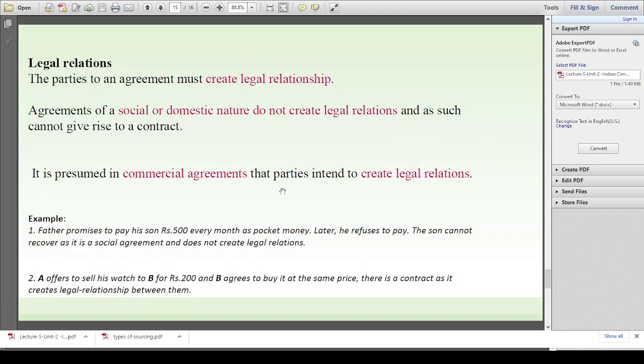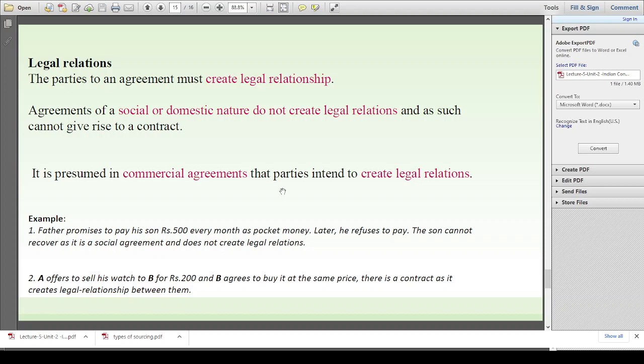Then legal relations. The parties to an agreement should create a legal relationship. Yes, definitely. Then why are we making a contract? Because if one party breaches or breaks a contract, the other party can sue. So obviously there should be a legal relationship. That is why we are making a contract. That is the backbone of a contract, right? That is what an agreement enforceable by law means. Enforceability means that legal relationship. We are emphasizing the legal relationship.